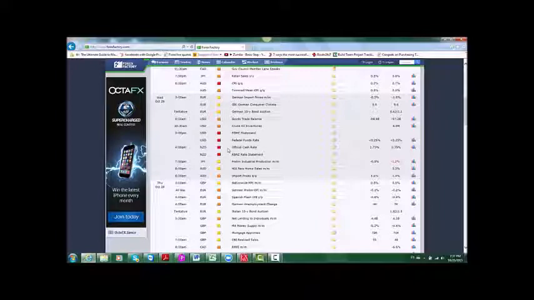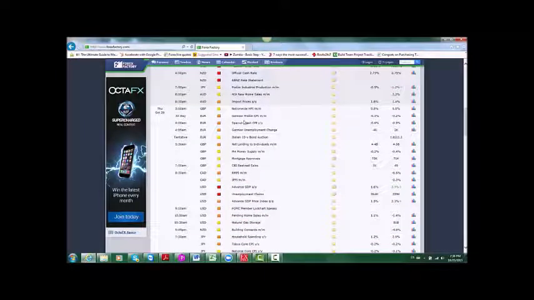Also, if you're trading the New Zealand dollar, keep an eye on the rate statement. We may not see a cut here right now. However, the dovishness of the statement could push the New Zealand dollar down as well. So if you're trading it, keep an eye on that.